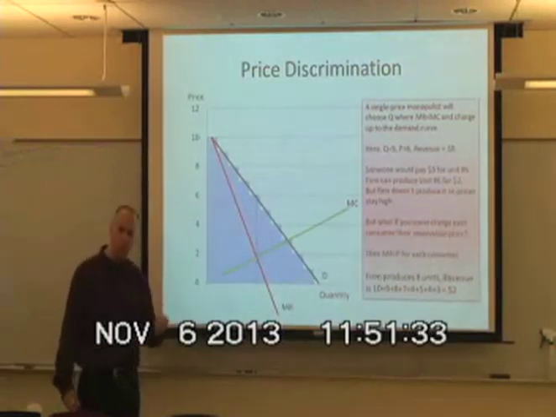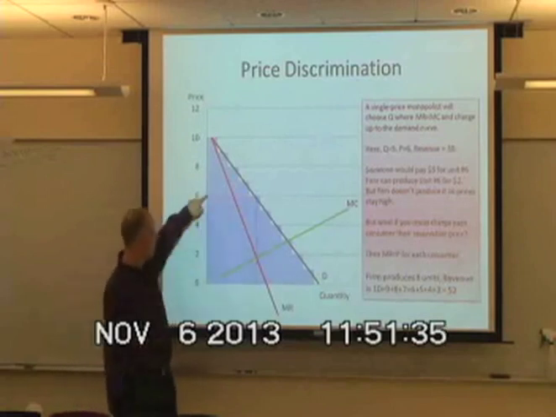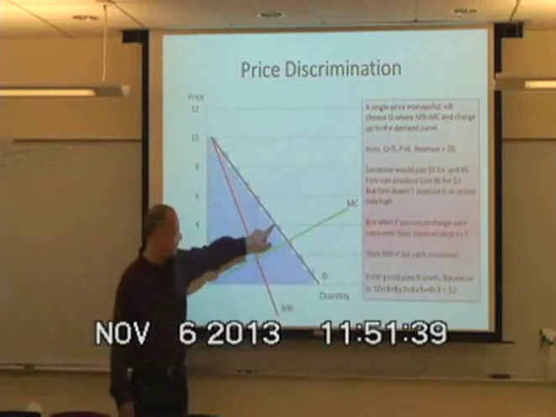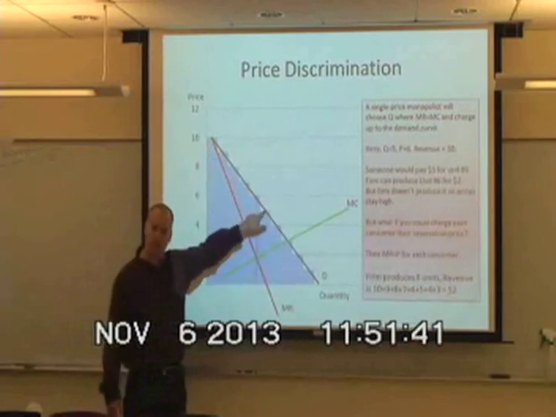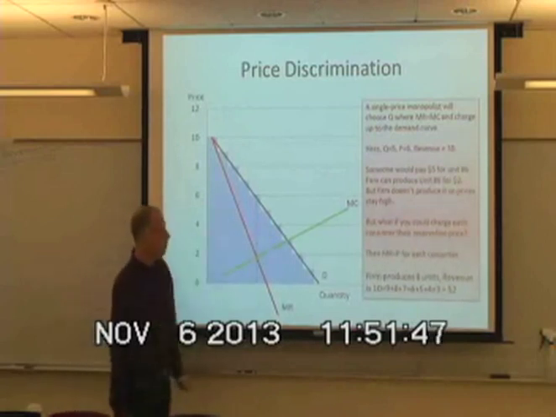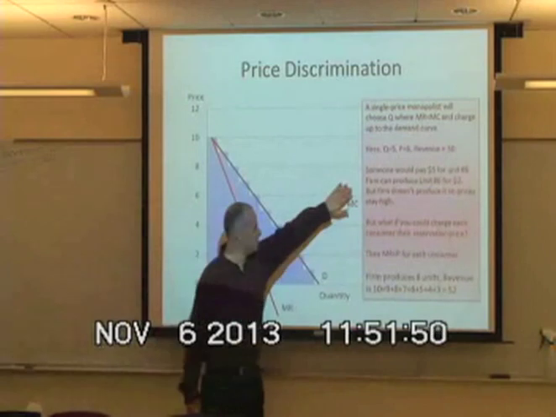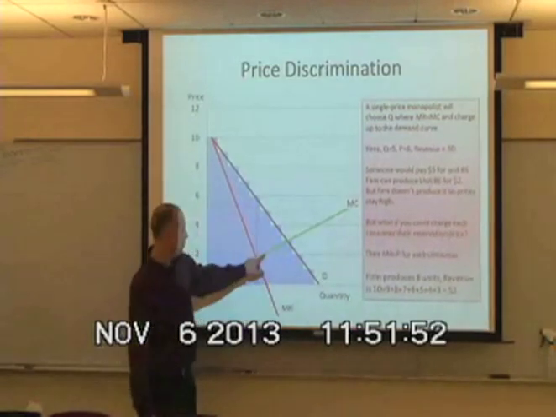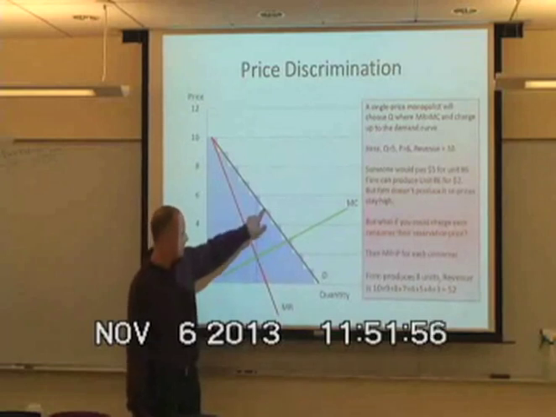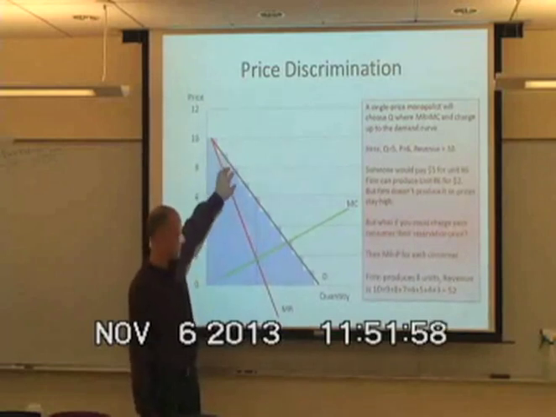The firm will do that if they can still charge all the rest of the people back here some higher price. If they have to charge everybody the same price, then they're not going to produce unit number 6. So there's somebody out here who would pay $5 for unit number 6, and the firm can produce it for just $2. But a single price monopolist won't produce this because they want to keep prices high.